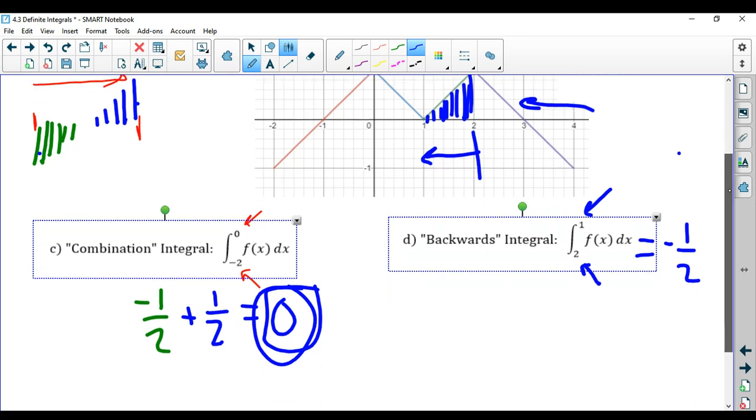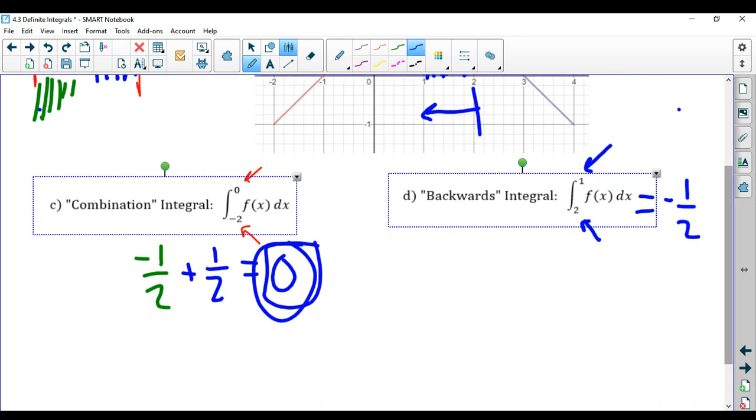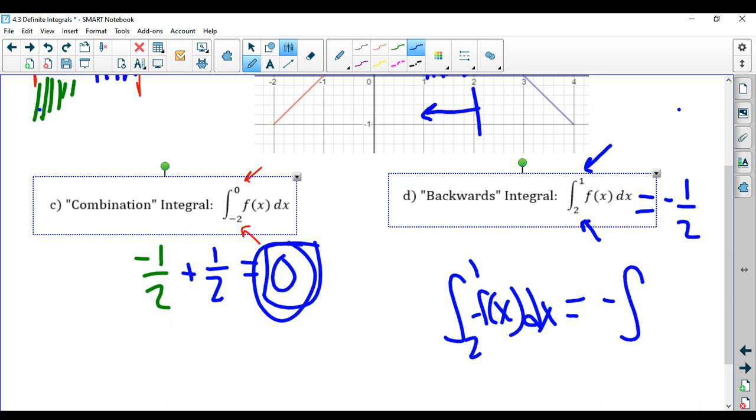As a matter of fact, if you ever want to switch the limits of an integral, you may find a reason to do that from time to time. You could say this integral, if you don't like going from a higher number to a lower number, you can always write it as negative and then lower number to higher number and just do this part of it as usual.